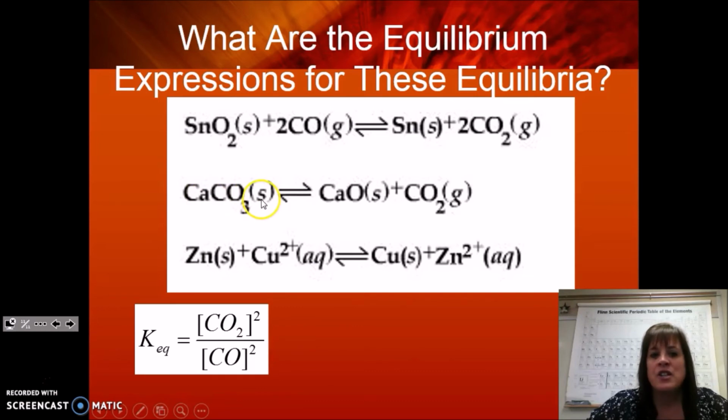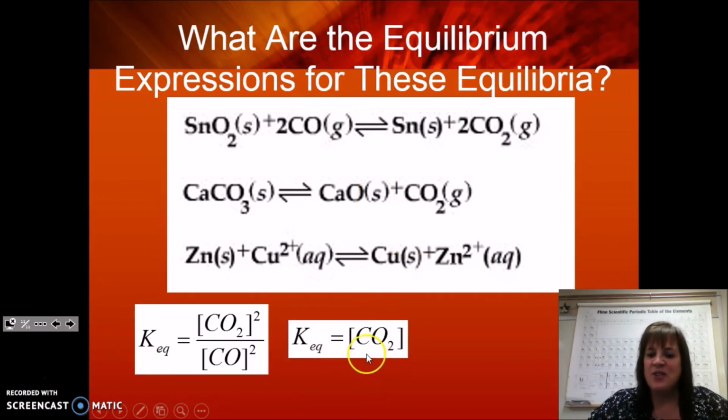For our next reaction here, we have two solids. One is a reactant and one's a product, which means I only have one thing in my KEQ. So your KEQ should just be brackets around CO2. So the KEQ is just the equilibrium concentration of carbon dioxide. All right, last one. How'd you do?